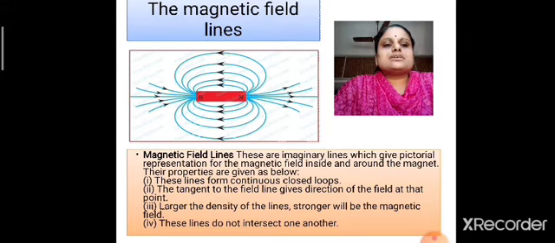Magnetic field lines do not intersect or cross each other. If they cross each other, then it means that at the point of intersection there can be two directions for the magnetic field at the same time, which is impossible.